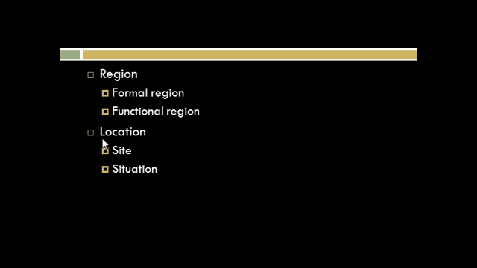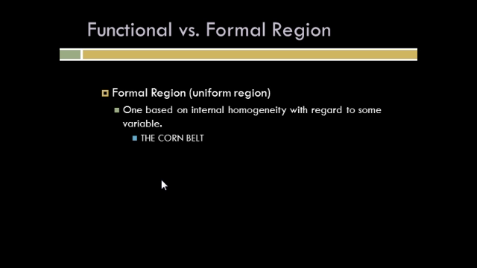With regard to the second concept that we'll talk about, that is location, we are going to again define and differentiate two different types of location, two different aspects of location. The first is called site, and the second is called situation. So, why don't we get started? Let's start out by talking about region.